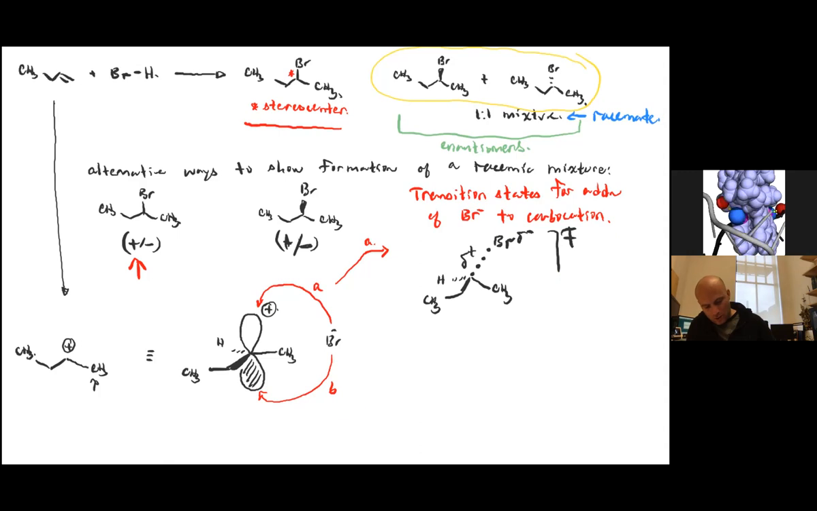For pathway B, we can do a similar type of analysis. And so I will just draw Br coming in from the bottom. In this case, we push the methyl group and the other substituents up slightly. And this is delta plus, this is delta minus, and this is the transition state. Okay. So that is the transition state for attack from the bottom and the one for attack from the top.